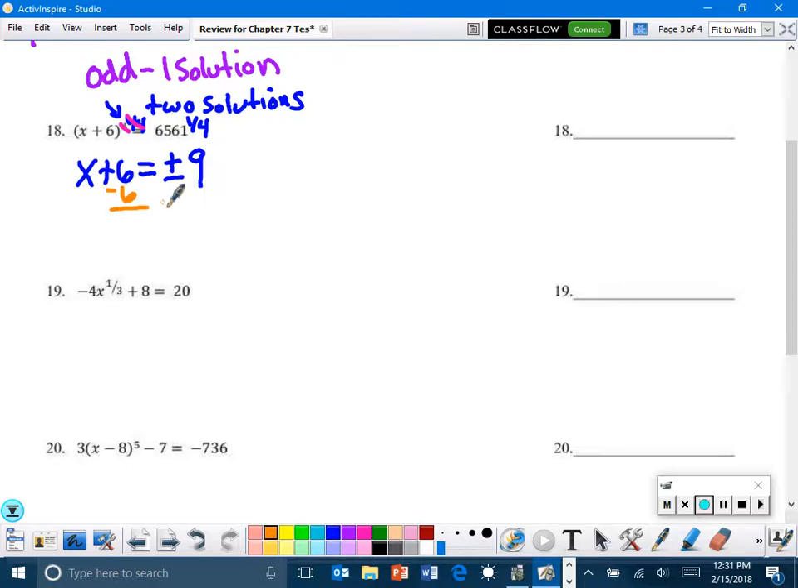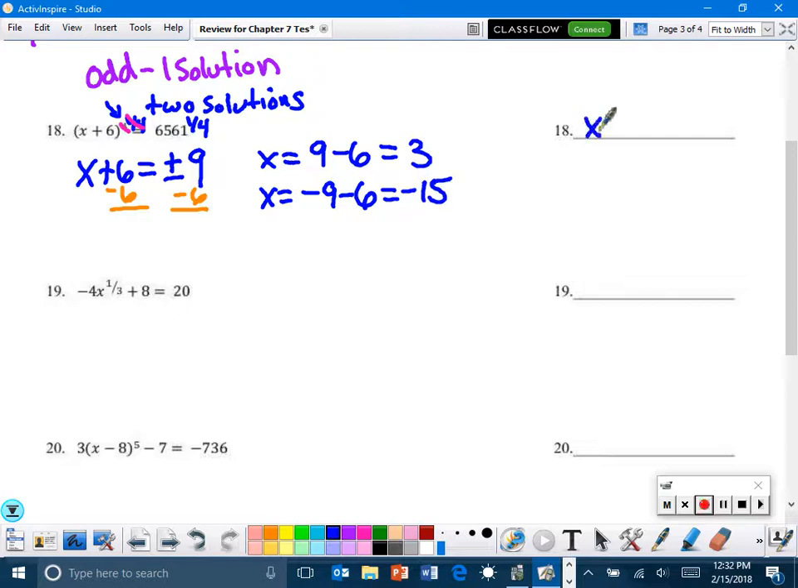Take away 6. Now there are two situations here. We've got a positive 9 take away 6, which is 3. And we have a negative 9 take away 6, which is negative 15. So there's two answers. X equals 3 and negative 15.